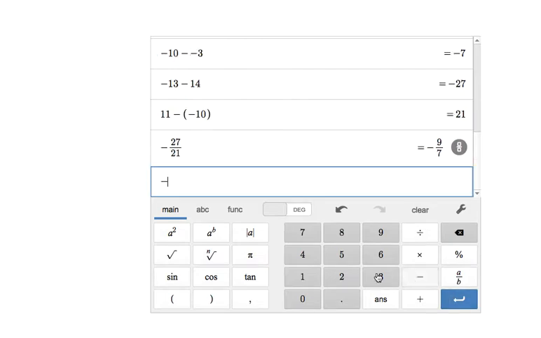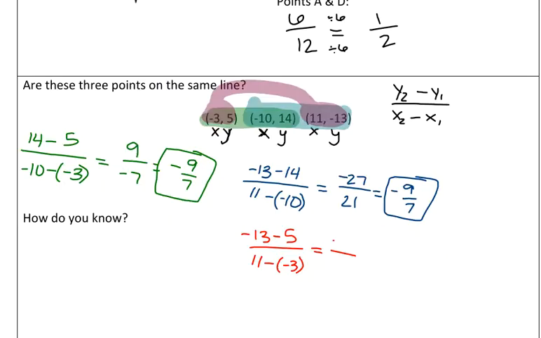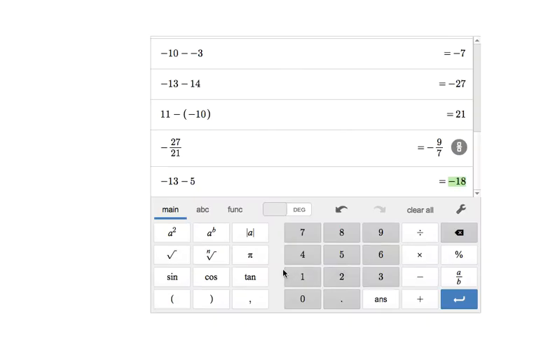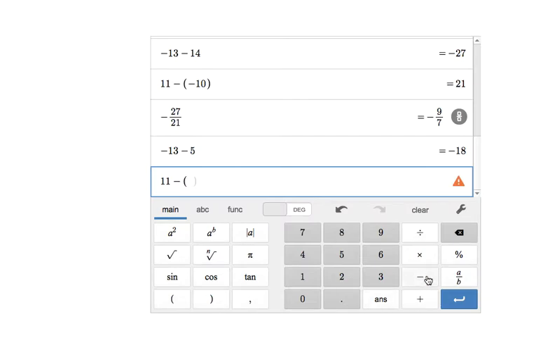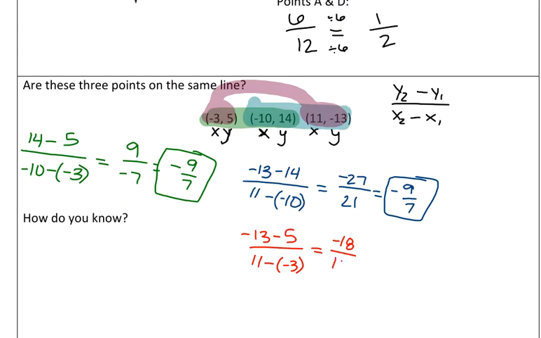So negative 13 minus 5 is going to be negative 18. And then 11 minus negative 3. Little hug for that negative. It's 14. All right. So then we have negative 18 over 14. I see those are both even numbers. So negative 18 divided by 2 is negative 9. 14 divided by 2 is a positive 7. Whoa, whoa, whoa. Look at that. They're all the same. So are they all going to be on the same line? The answer is heck yeah.